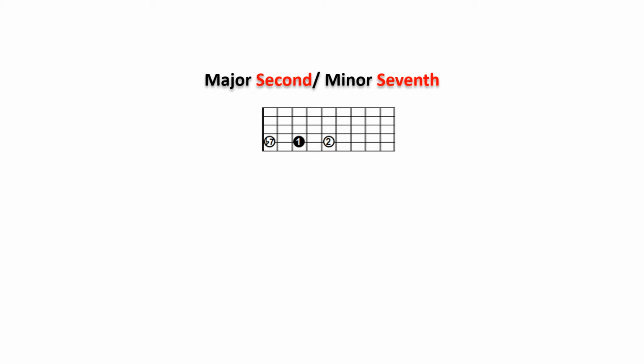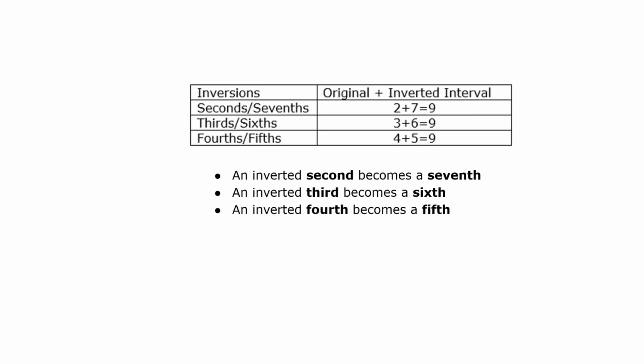Going up 2 frets from 1 to 2 is a major second interval, whereas going down 2 frets from 1 to flat 7 is a minor seventh interval. This implies that a minor seventh is an inversion of a major second. Another common shortcut is that the sum of the original and inverted intervals is always 9. In the second-seventh inversion, 2 plus 7 equals 9.